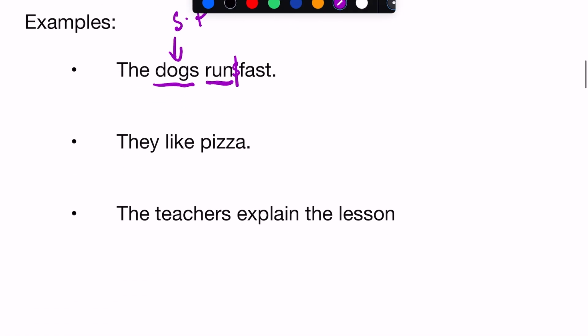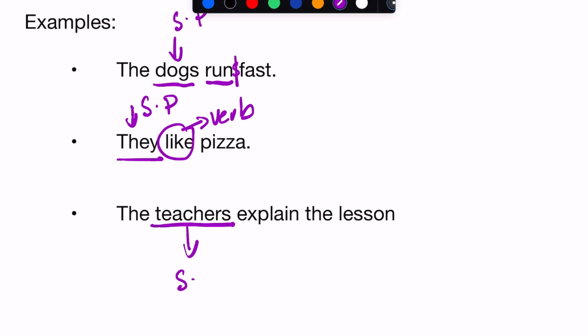So let's look at the next one. They like pizza. They is a subject, more than one, so it's plural. Like is the verb, so it doesn't end with an S. Last one, the teachers explain. Again, the subject is plural, and therefore explain, which is the verb, does not have an S.